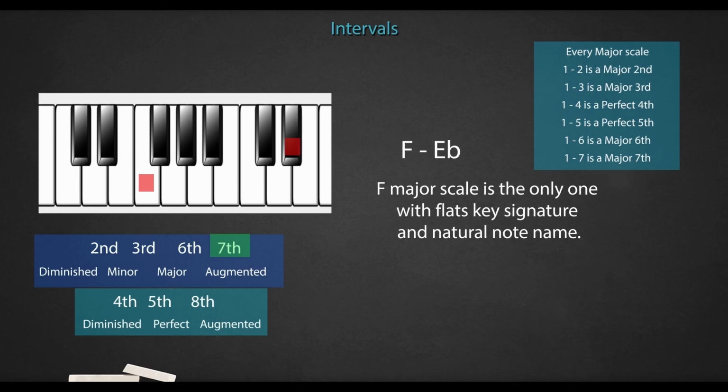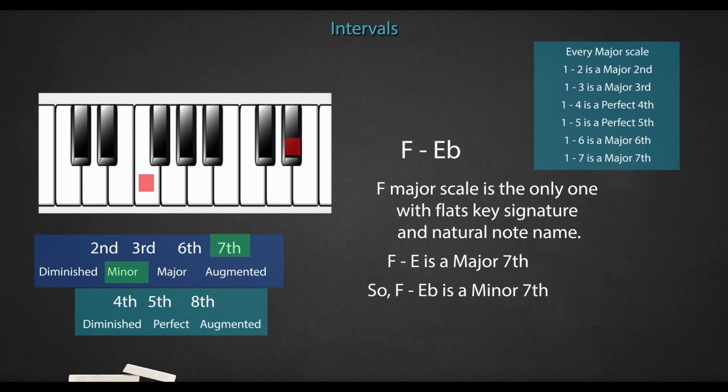So, what do we know about the F major scale? That F E interval, first and seventh of the scale, is a major seventh. So, the interval we are looking for is a minor seventh interval.